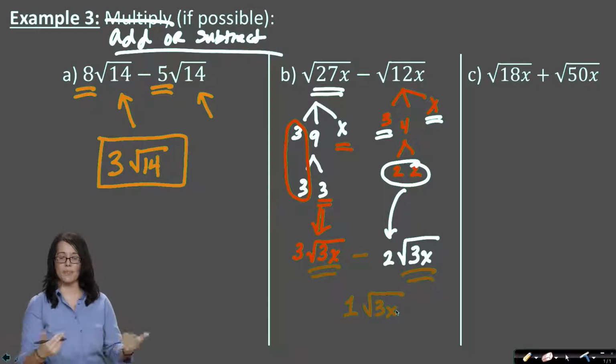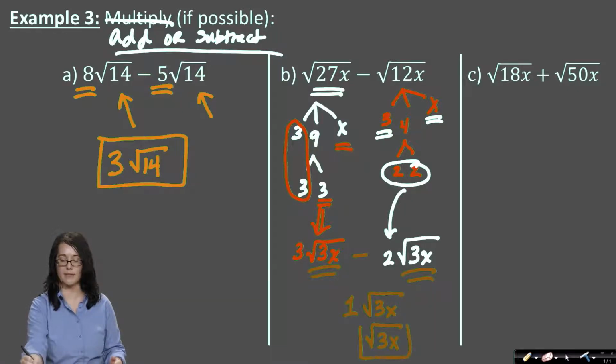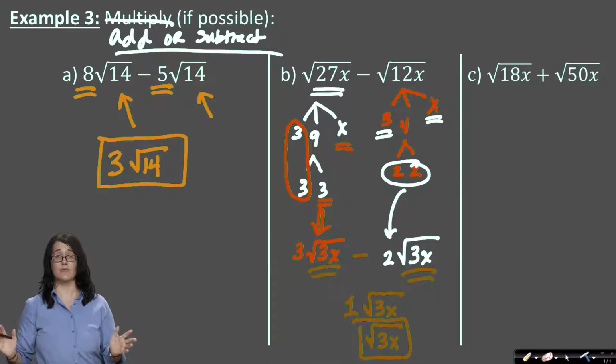But to say 1 copy of something is irrelevant when you have the something. You can just list the something. It's just the square root of 3x. They're both the same, so if you'd like to write the 1, feel free. You won't be judged for it. All right, try C on your own, and then come back and see how you did.